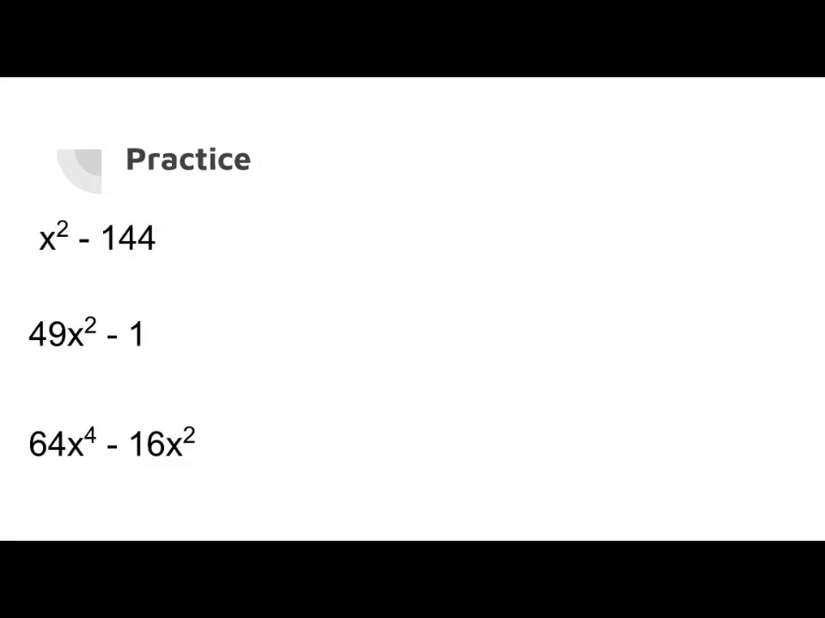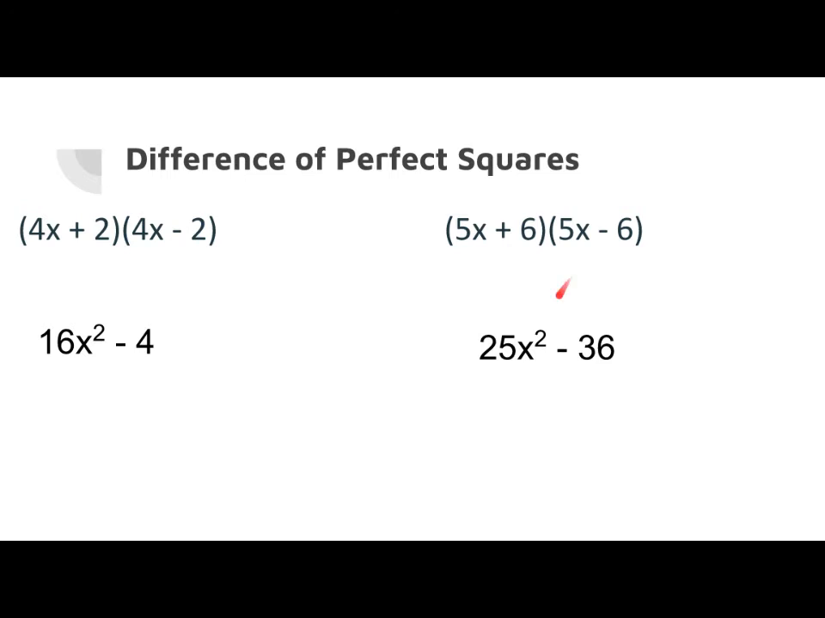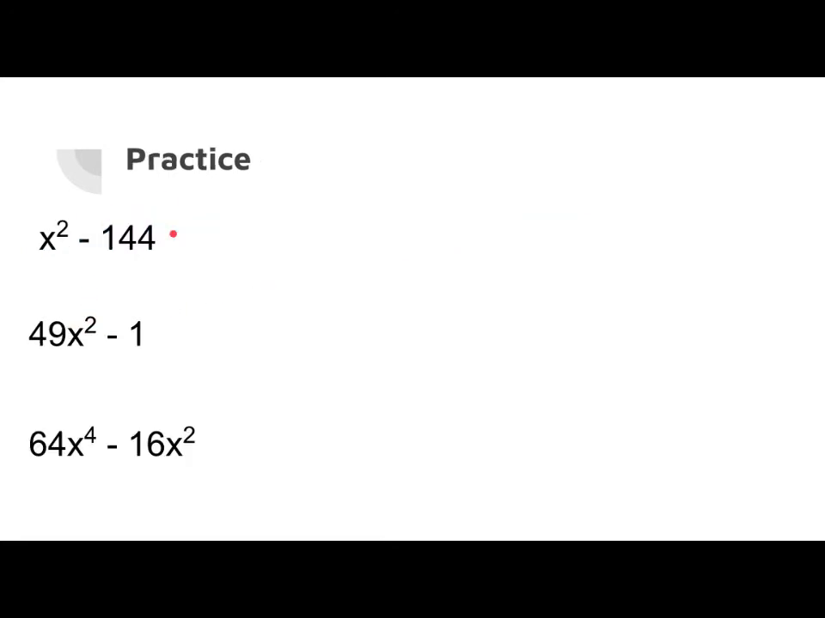What I want you to try and do then is rewrite these as their conjugates. So go backwards through this process. 25x squared minus 36, write that as two different factors. 16x squared minus 4, write that as two different factors. So again, pause it. Try and rewrite these as their two factors, the two binomials being multiplied together.